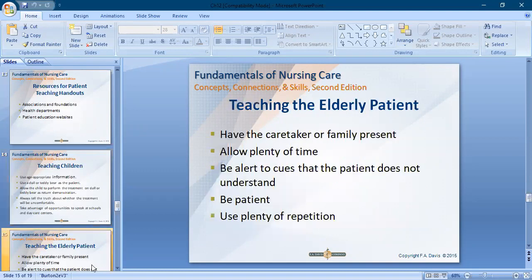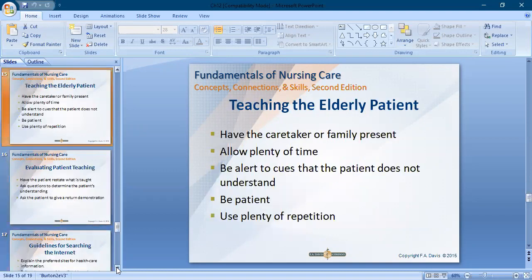And now teaching the elder patient, right? So teaching the elder patient here, we have the caretaker or family present. When we talk to the elder, we keep in mind that nobody can abuse the elderly patient, right? So it is better if the caretaker or a family member, anyone, should be present there.